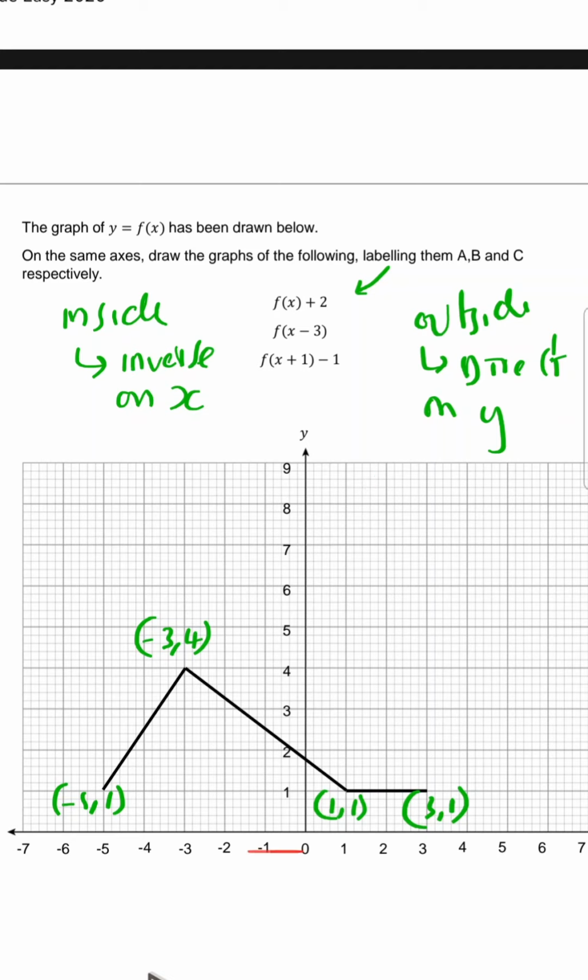So right now, this one is there, that one is there. We're still doing the minus 3. So we can get 1, 1. Remember, inside the bracket, inverse on x, so it's plus 3, 4, 1. And the last one is 3, 1. So that's going to become 6, 1.